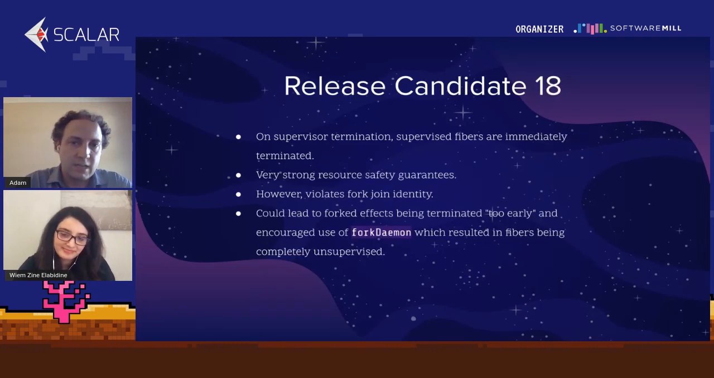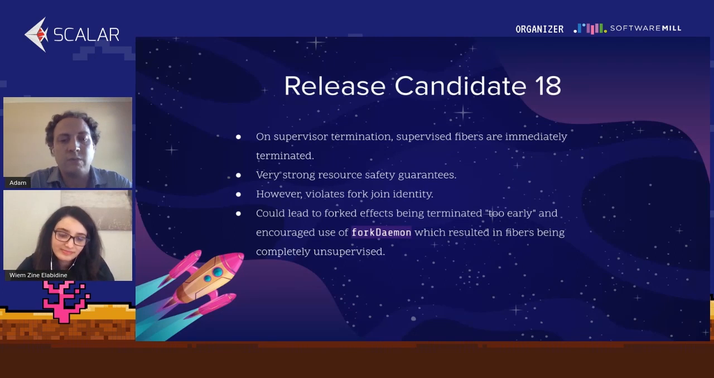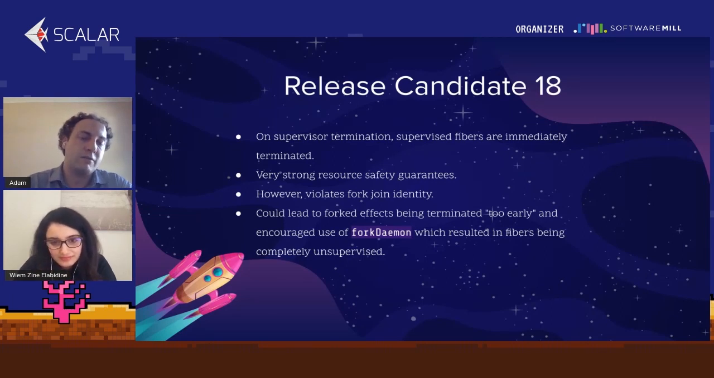Then in release candidate 18, we took a different approach. We said that fibers, when they were finished, would automatically interrupt all of their child fibers. This was very good for resource safety and addressed that concern I just mentioned, but it actually violates that fork join identity because it can lead to effects being terminated too early relative to what they otherwise would have been. And so people had to use that fork daemon operator to say, I want this thing to continue beyond the life of its parent fiber. But that's also not ideal because typically maybe you want it to extend beyond the life of your parent, but you may not want it to extend forever. You still want it to be limited to some scope.